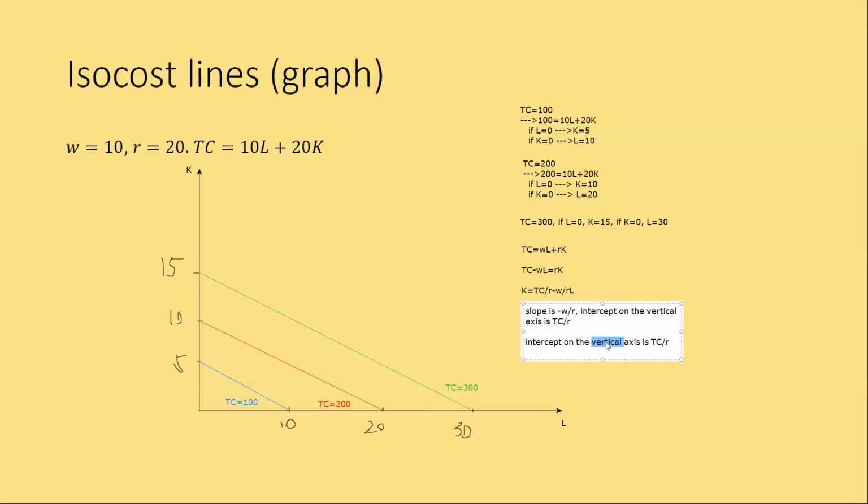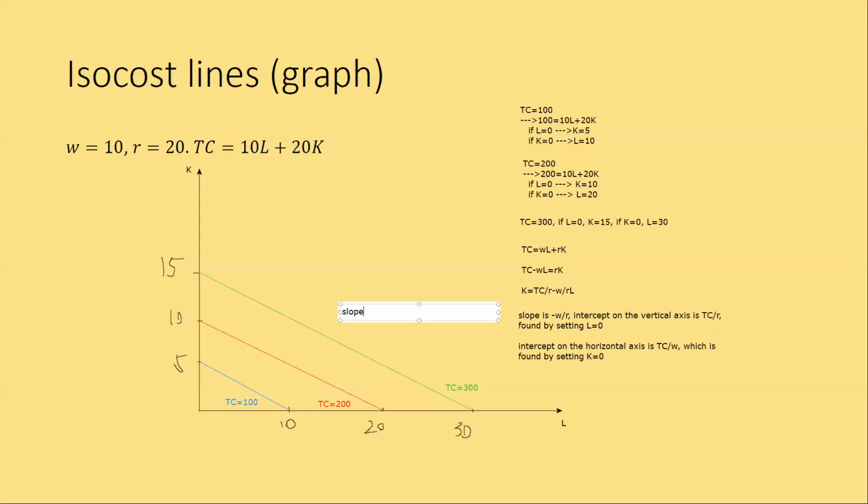So the intercept on the horizontal axis is TC divided by W, which is found by setting K equal to 0. The vertical intercept is found by setting L equal to 0. And I've written this on the previous slide as well. And let me just emphasize this here again.